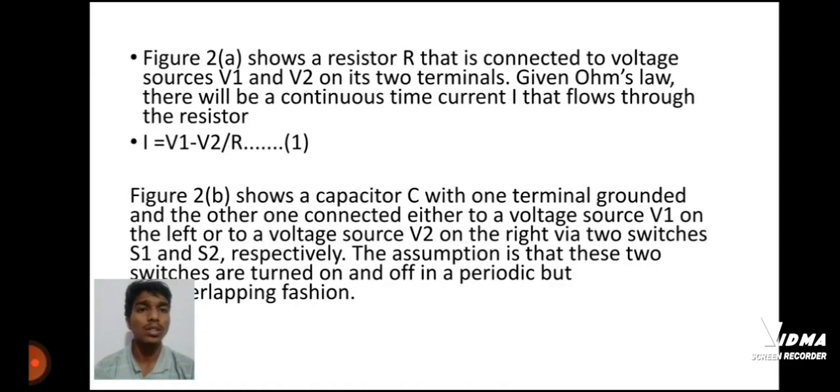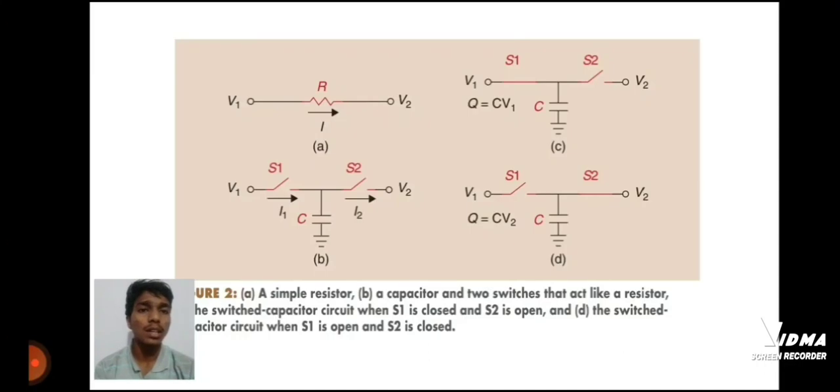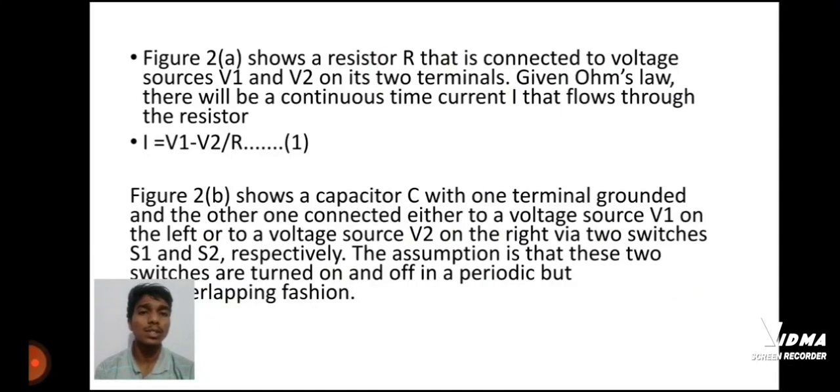Figure 2a shows a resistor R that is connected to voltage sources V1 and V2 on its two terminals. Given Ohm's law, there will be a continuous time current I that flows through the resistor, so that here in figure A we have two voltage sources V1 and V2 with a resistor, so that current I equals the difference in voltage by R, V1 minus V2 by R. Let it be equation number 1.